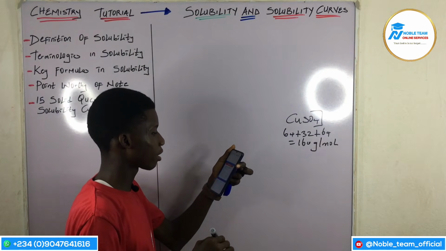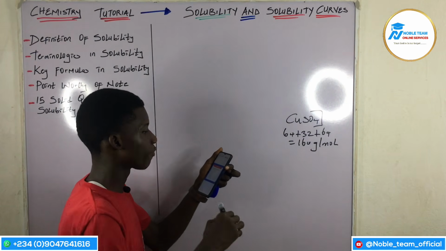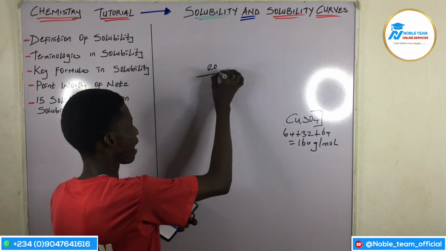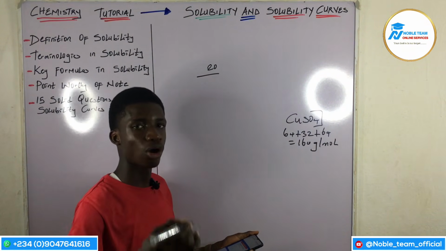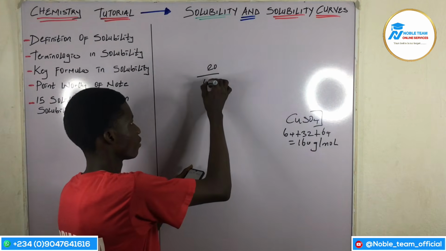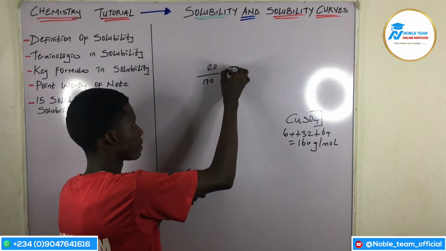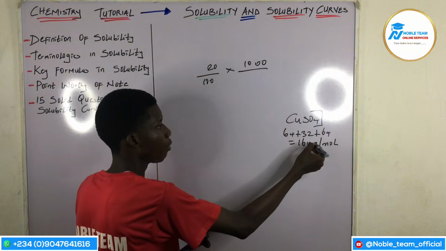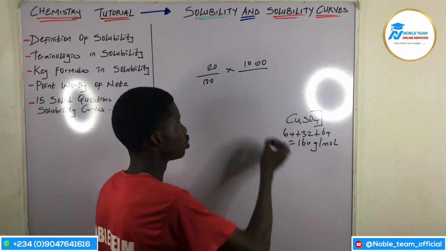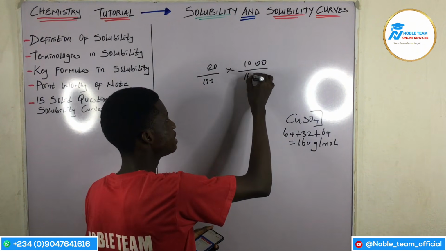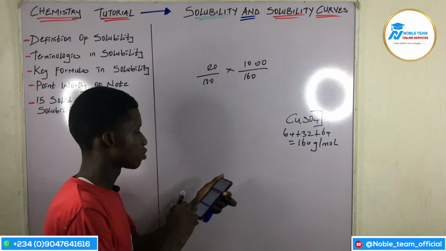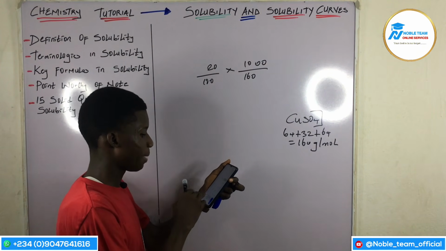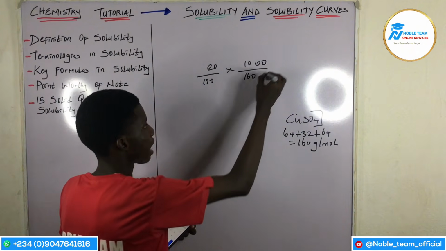Now let's put in the parameters given to us in the question. Our mass of the solute is 20, divided by our mass of the solvent, which is 100, then multiplied by 1000, divided by the molar mass of the solute, which is 160. Now let's do our normal calculations. 20 multiplied by 1000 will give us 20,000.